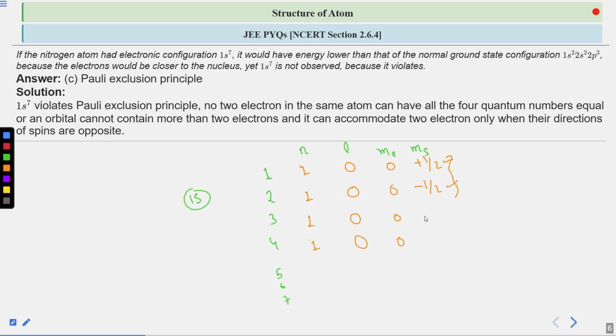But what about the third one? There is no possibility left for the spin quantum number because we have used the plus half and the minus half. As a result, the electron cannot go into 1s further. So it goes to the higher energy state, which is 2s. I guess it is clear to all of you. So the same thing can be applied to the third electron, the fourth, and up till the 7th one. Moving on to the next question.